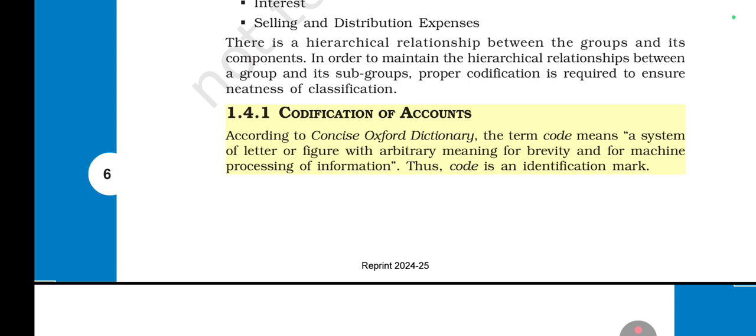1.4.1 Codification of accounts. According to the Concise Oxford Dictionary, the term code means a system of letters or figures with arbitrary meaning for brevity and for machine processing of information. Thus, code is an identification mark.